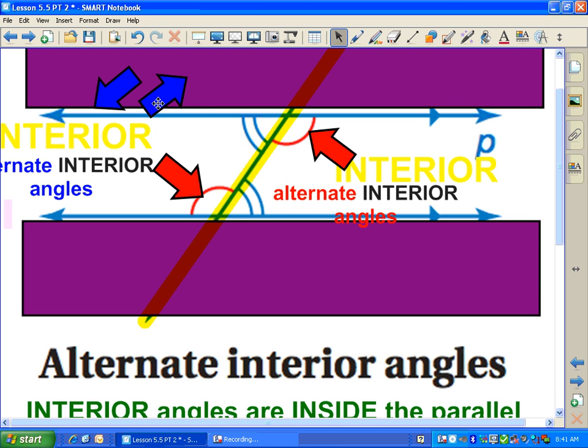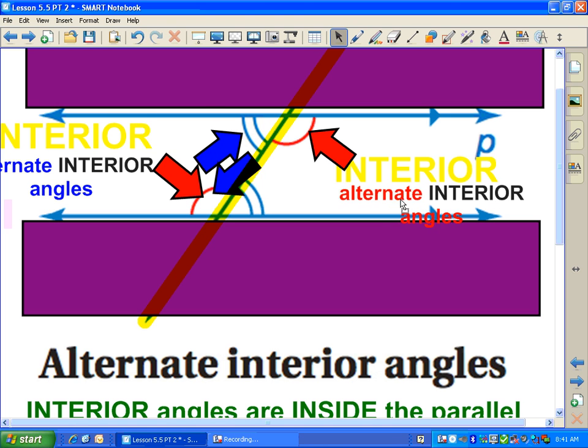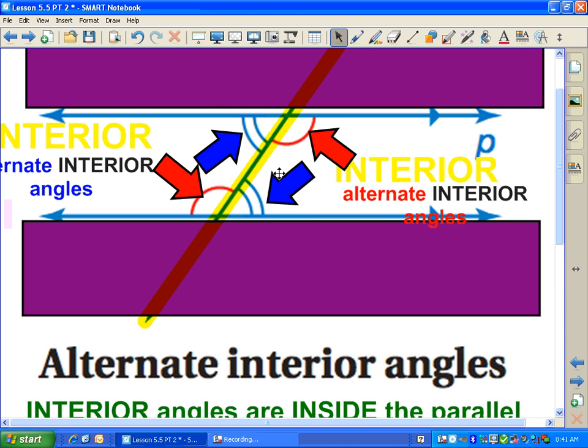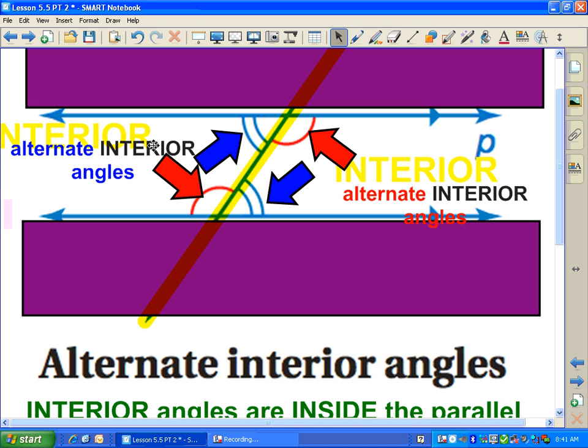Also, by definition, I can say these two blue angles are congruent to each other. Minus 10 bears. I should have said these two blue angles, but you weren't paying attention. These two blue angles are congruent to each other or equal to each other because they are alternate interior angles. They're on opposite sides of my transversal, and they're inside the parallel lines. Interior.